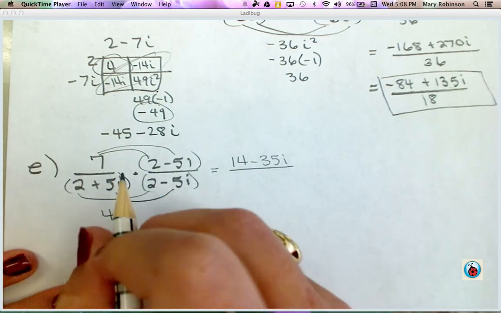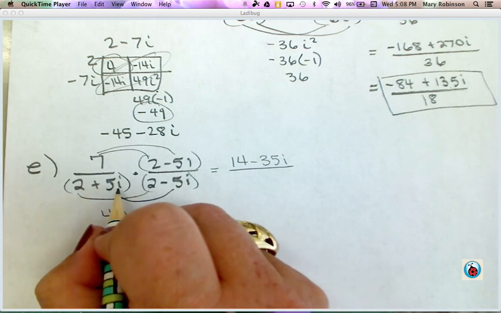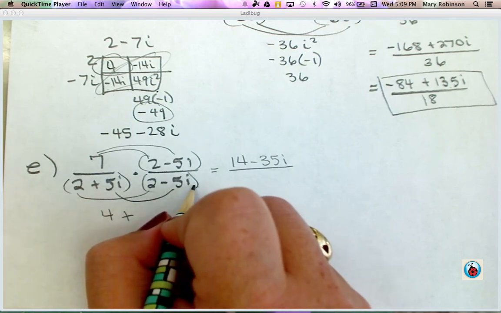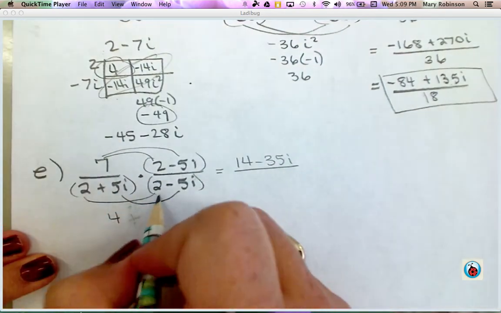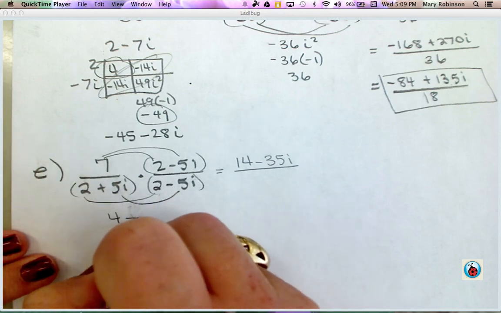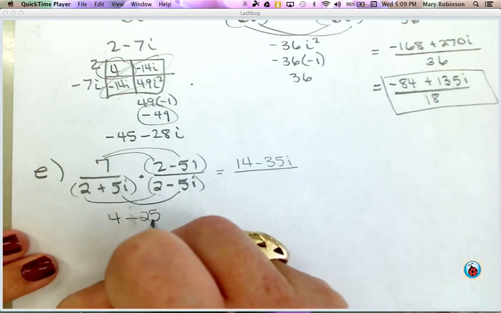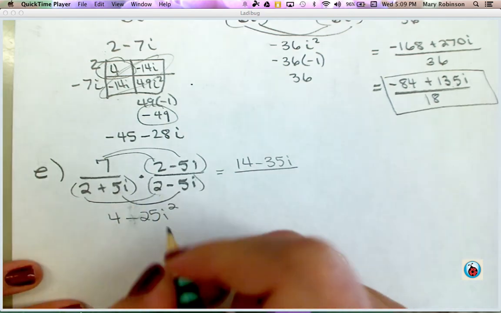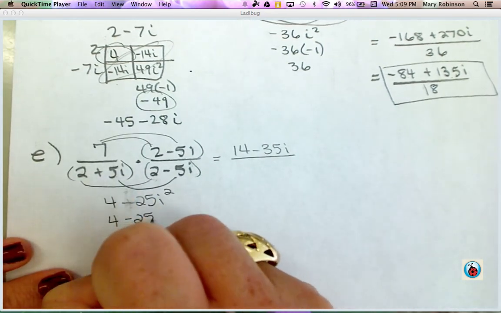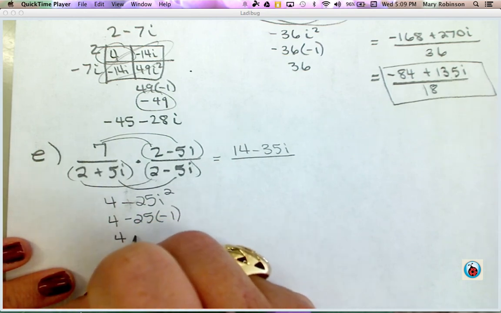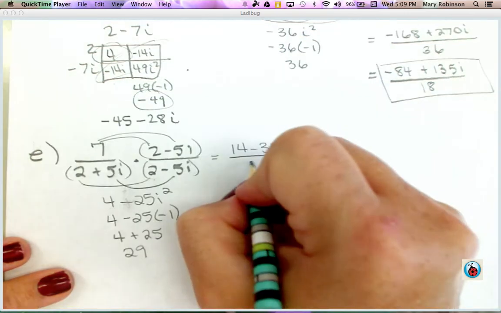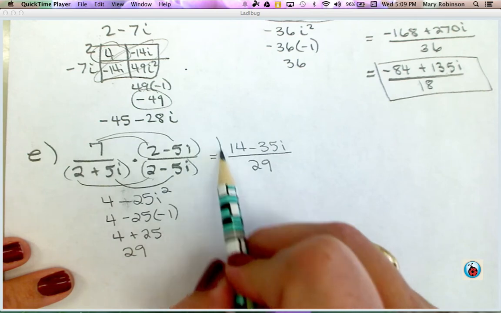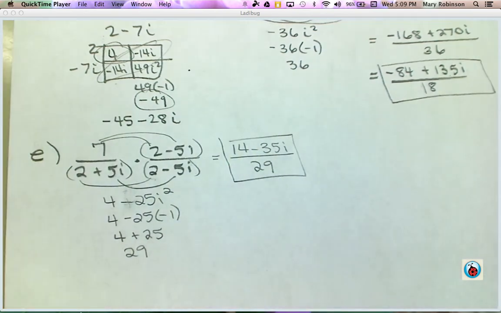Remember what I said, though, that this will always turn into plus, because i times i is i squared, which is negative 1. Actually, I'll hold off on that step so I don't confuse anybody. So 2 times 2 is 4. A positive times a negative is negative. 5 times 5 is 25. i times i is i squared. But i squared is negative 1, so we're going to end up with 4, and negative 25 times negative 1 is positive 25. So our denominator is 29. Since there are no common factors there, we are done. 14 minus 35i all over 29.